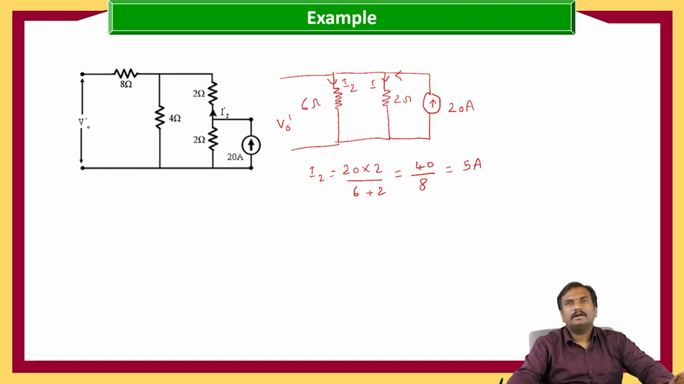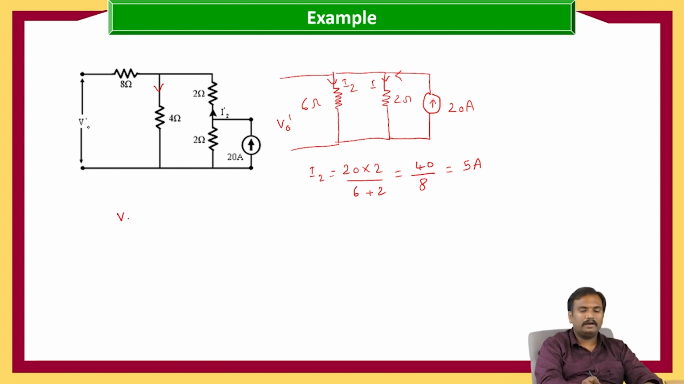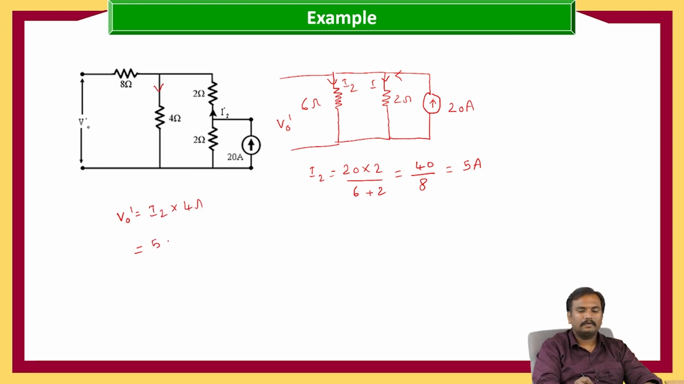So this is the current which we got in the 6 ohm resistance, that is nothing but the current which is flowing through the 4 ohm resistance. So V naught dash is equal to I2 into 4 ohms, that is 5 into 4, which is equal to 20 volts. So we got V naught is equal to V naught dash. Hence, reciprocity theorem is verified.